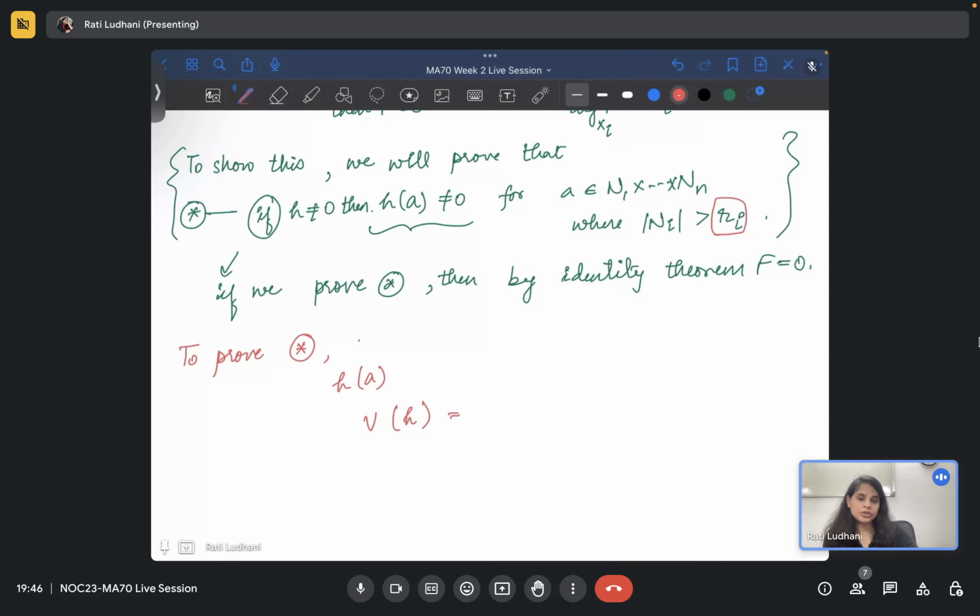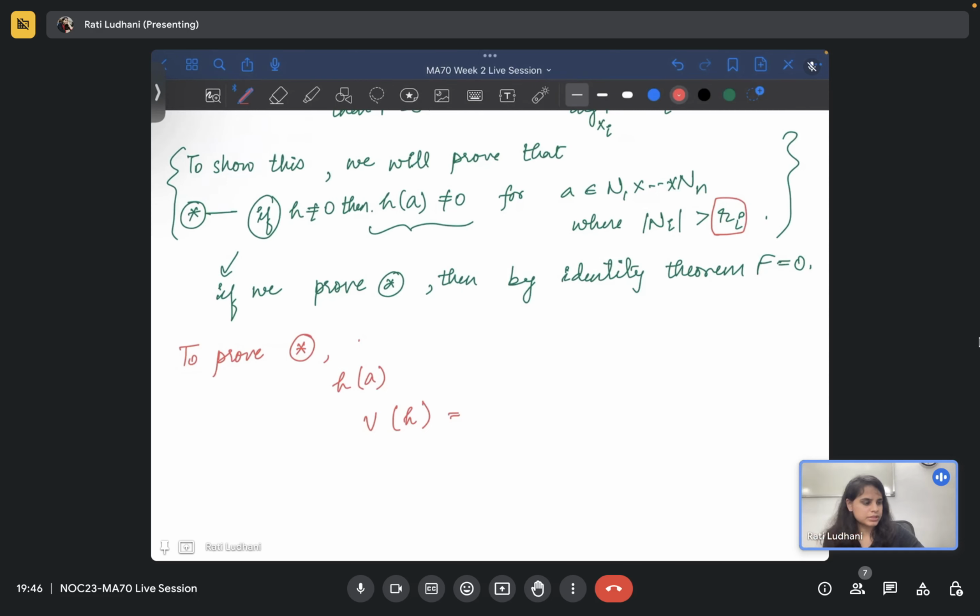Sorry, so V of h is what? Zero set? We don't know. The notation is a little bit confusing because we are using this in the statement of identity theorem. H they are using is my constant polynomial. Okay, so you are saying if those conditions hold, then h has to be 0. Since h is non-zero, there cannot exist such n_i's. But r_i's are different there.